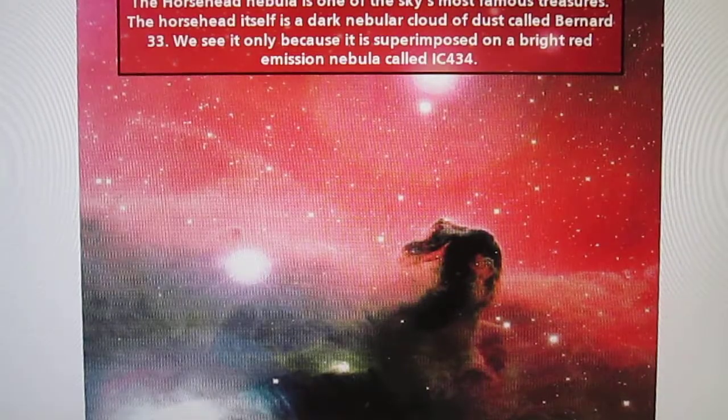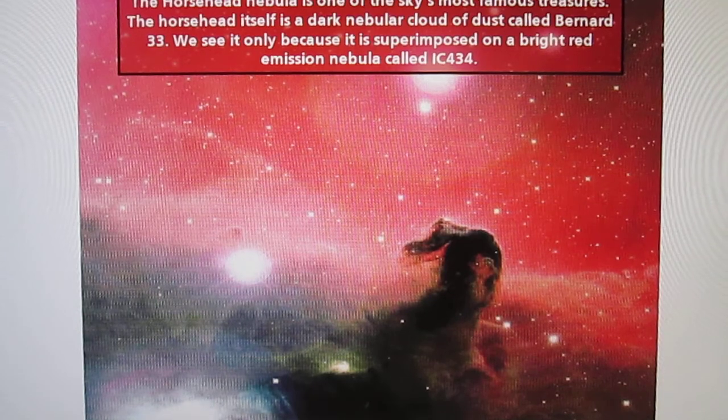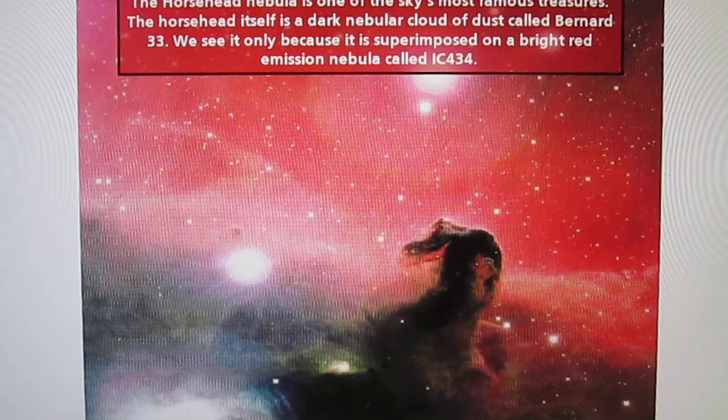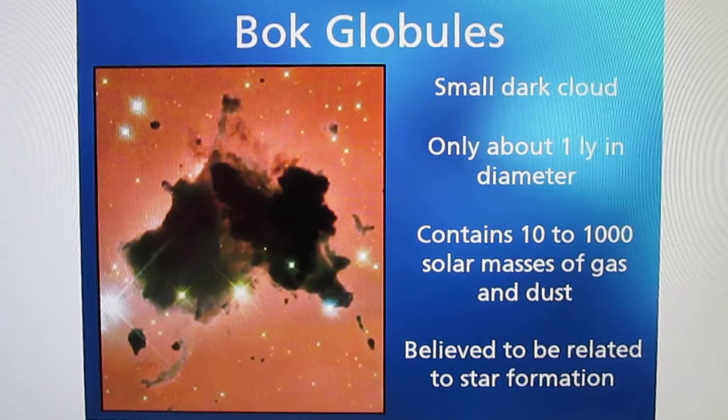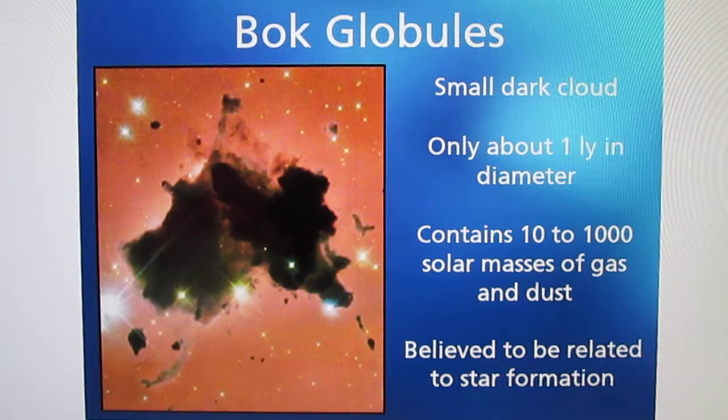The Horsehead Nebula is one of the sky's most famous treasures. So what we see here is a bright and dark nebula region in space. The horsey region in front is a dark nebula cloud in front of a bright nebula cloud. A Bok globule is a small dark cloud only about 1 light-year in diameter that contains 10 to 1,000 solar masses of gas and dust. They are believed to be related to star formation.